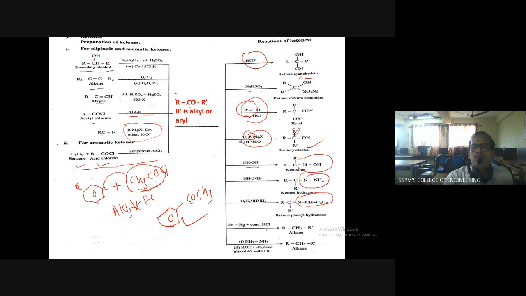And the zinc amalgam HCl केलं तर काय होईल? C double bond O converted to CH2. Reduction झालं. Okay. Plus NH2NH2 add केला तर again C double bond O converted to CH2. म्हणजे ते reduction basic झालं. म्हणजे C double bond O group converted to CH2 group. Okay. हे सगळे रिएजंट तुम्हाला त्यांची ऍक्शन माहित पाहिजे कारण याच्यावरती क्वेश्चन येऊ शकतो.